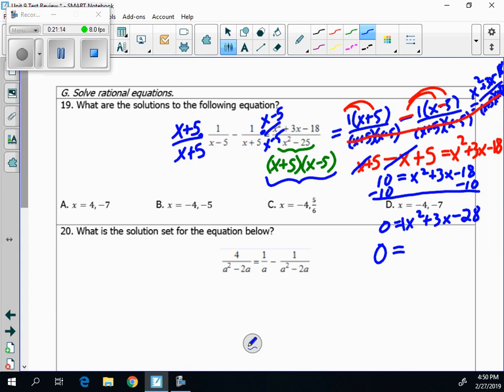One of the reasons why you factor is an instance like this where it's easy to solve. It's quicker than the quadratic formula. So we're going to set each factor equal to 0 and solve for them. You subtract 7, you get negative 7. You add 4, you get positive 4.